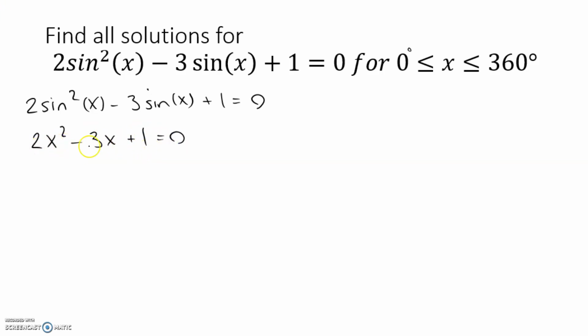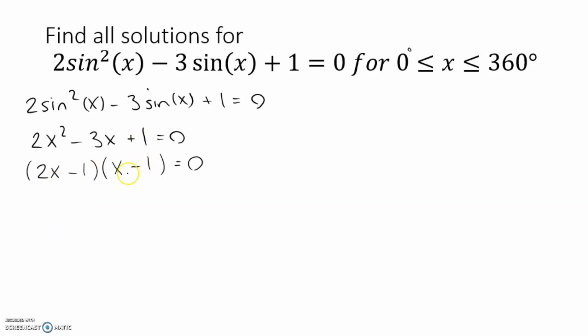If we look at this, I can factor this into 2x minus 1 times x minus 1 gives me 0. 2x times x, that would give me the 2x squared. 2x times 1, that'd be the negative 2x. Negative 1 times x, that'd be negative x. That gives me negative 3x right here. Negative times a negative, positive 1.